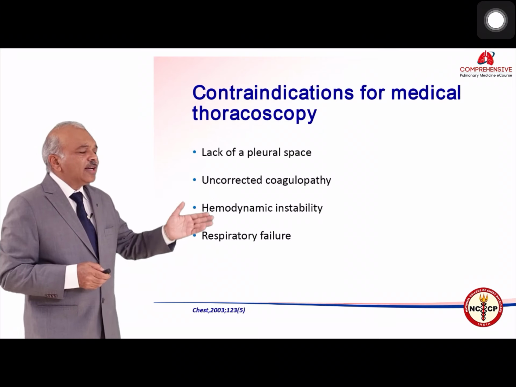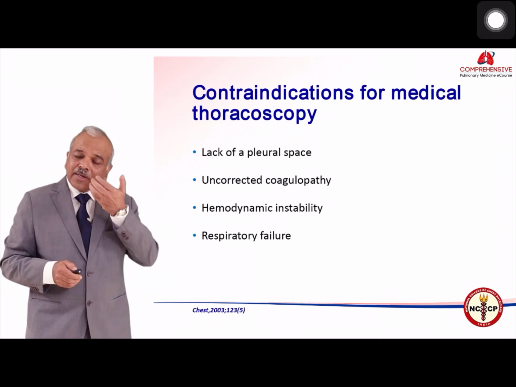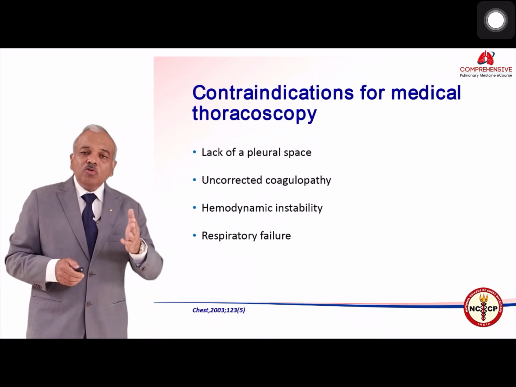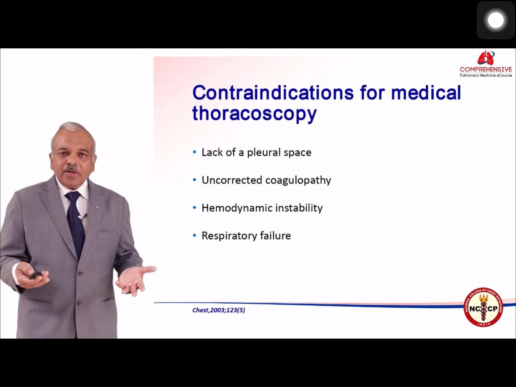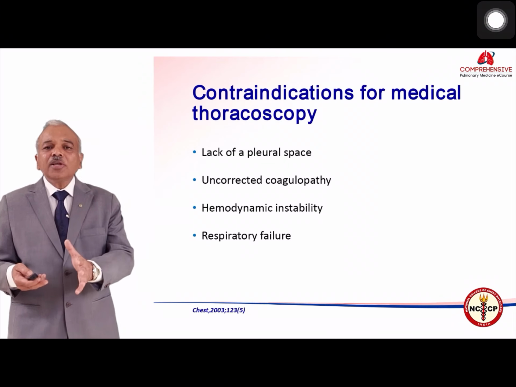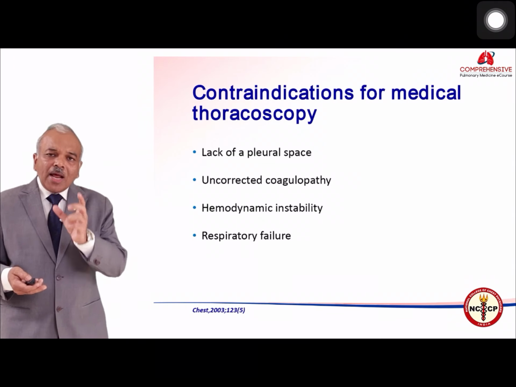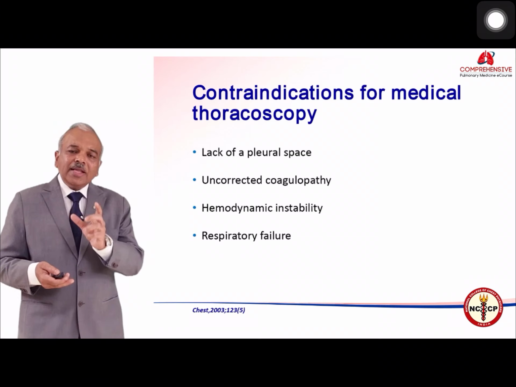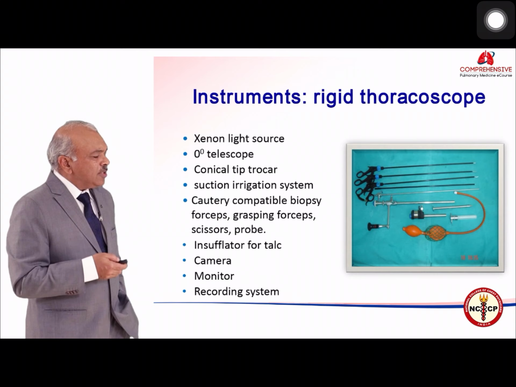Of course, if there is uncorrected coagulopathy, hemodynamic instability or respiratory failure, then the patient cannot be taken, because mind you, when you are entering the pleura, a pneumothorax is automatically created. And when that happens, the lung is partially collapsing. So the patient should be able to tolerate the collapse of one lung, and that is the time when you can do a pleuroscopy. Now, what is the instrument like?